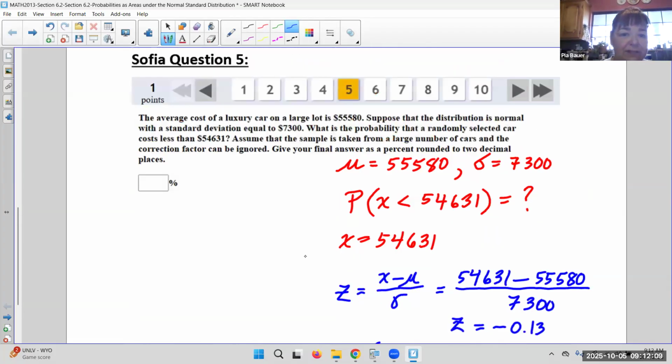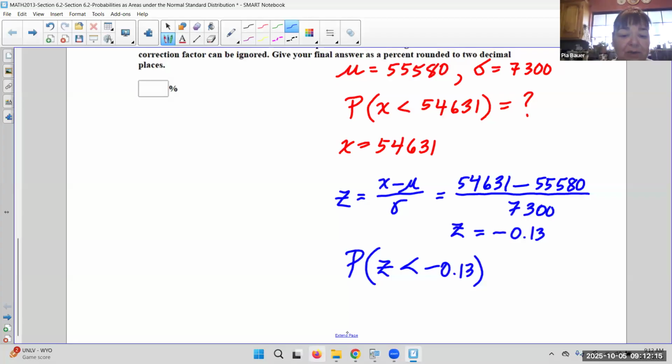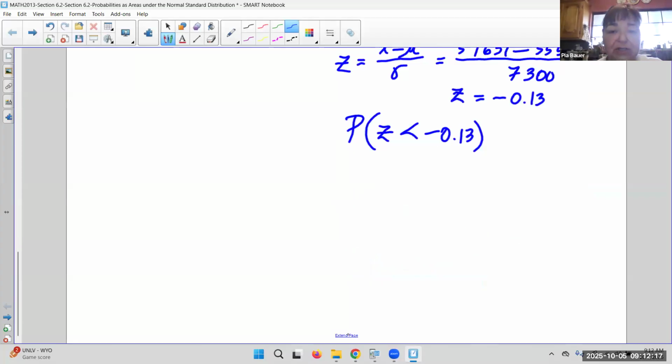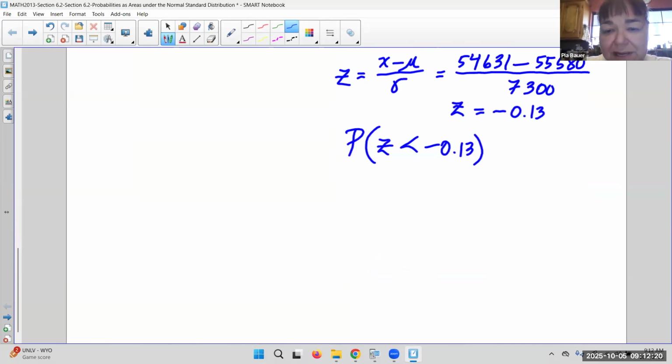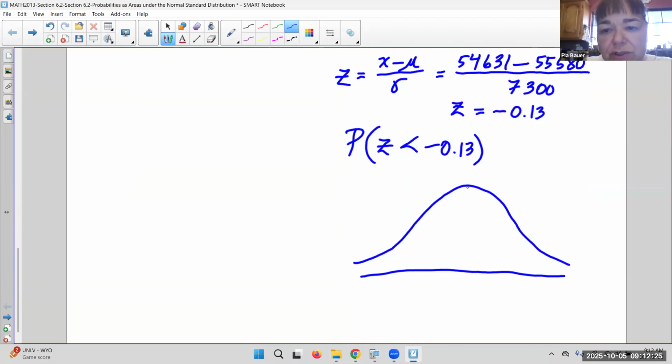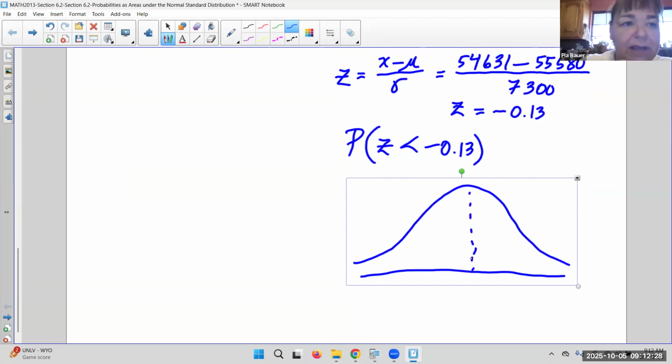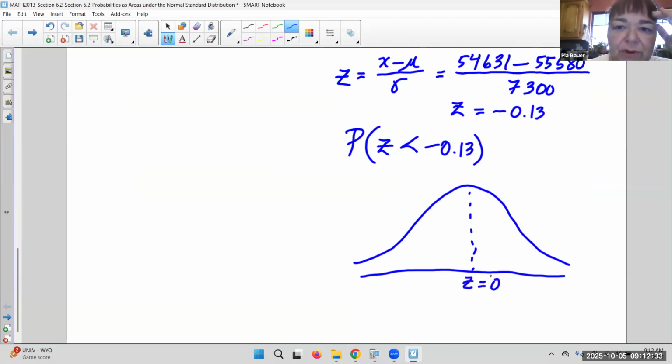And even if we did this problem live, it does not give you the tables. So that's why I recommend that you actually use the calculator. So first of all, let's think about what this means. We know that negative z-scores are to the left of the mean. The mean is right here in the middle, and that's when the z-score is a 0. I'm going to exaggerate this; I'm not really drawing it to scale. So let's say that a z-score of negative 0.13 is here.